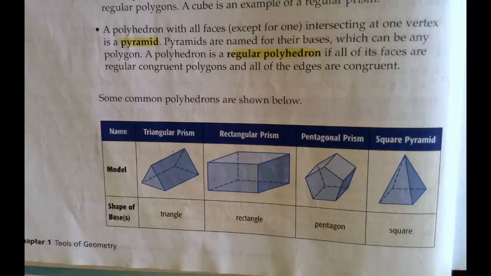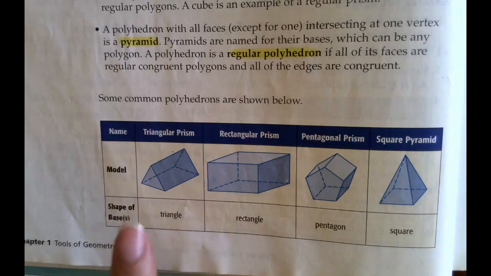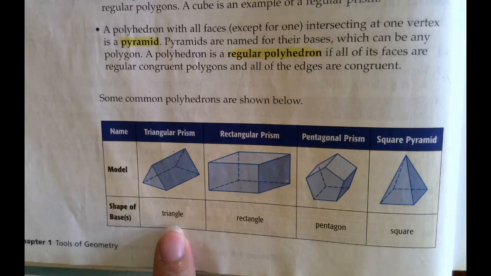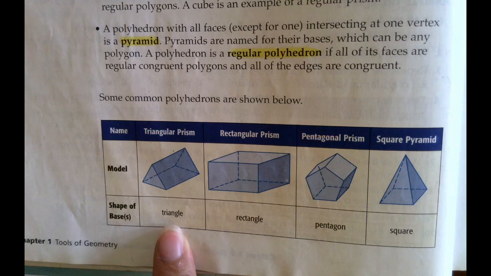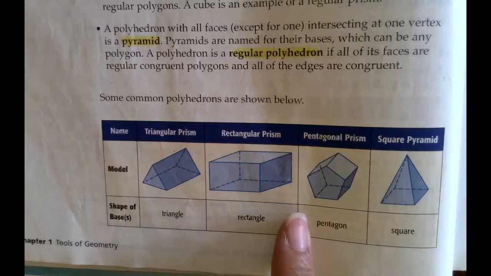So here are some examples of prisms and pyramids. This is a triangular prism because the base is a triangle. Note the base does not have to be on the bottom. For a prism, the bases are just the sides that are parallel and congruent to each other. So in this case, it's a triangle. This is a rectangular prism.